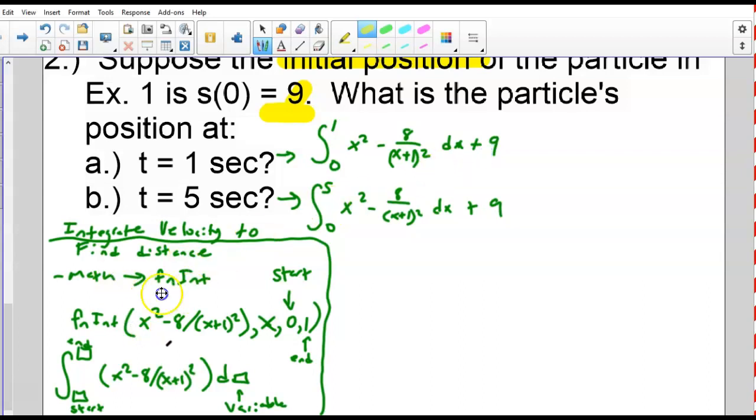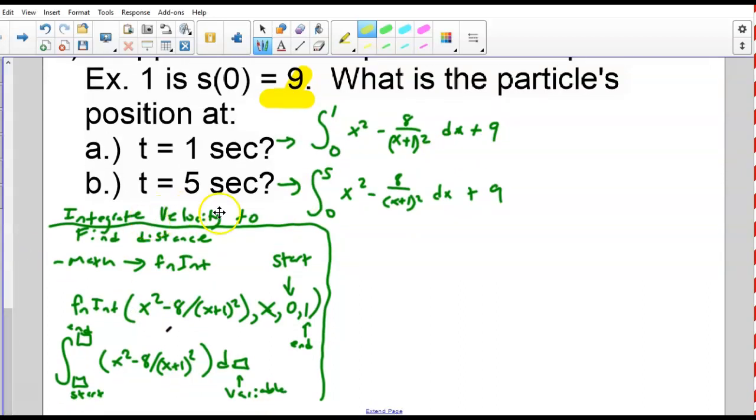All right? So how do you put that in your calculator? Well, here's how you do it. And again, this is for integrating the velocity to find the distance. You're going to press math. And then once you hit math, go to FNINT, for function integration. I put 2 ways right here because it may look like this if you have an older model calculator. And you go FNINT parenthesis x squared minus 8 divided by x plus 1 squared, close that parenthesis, and then comma x because that's for dx, and then comma 0 is where we start, and then 1 is where we finish.